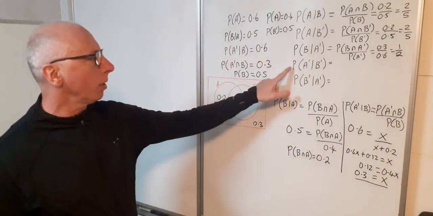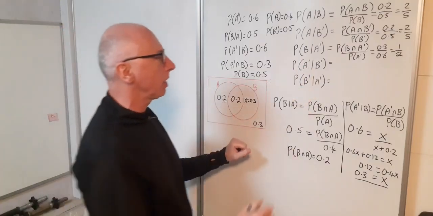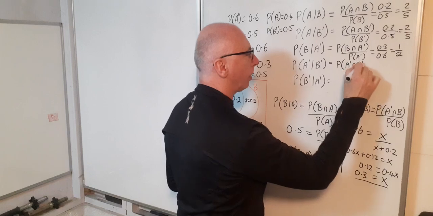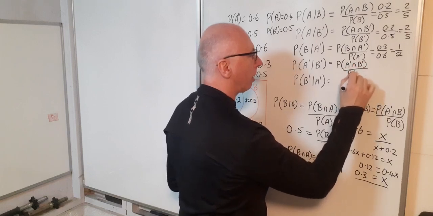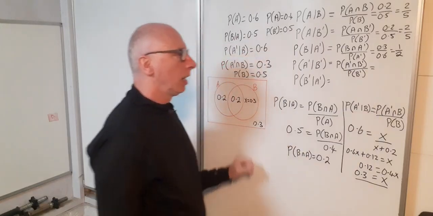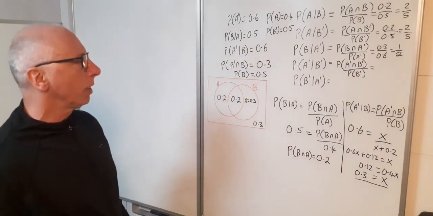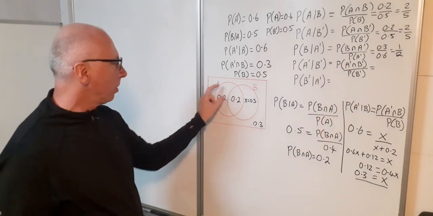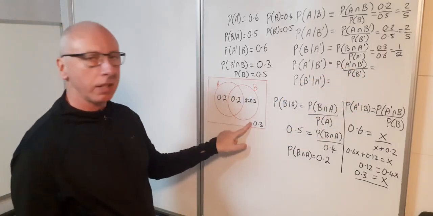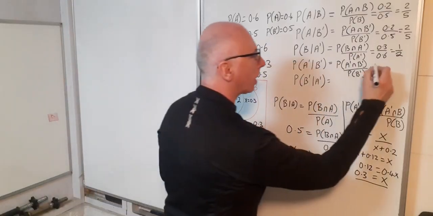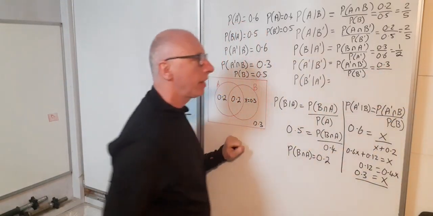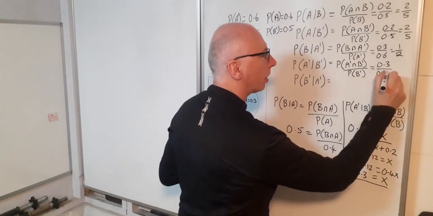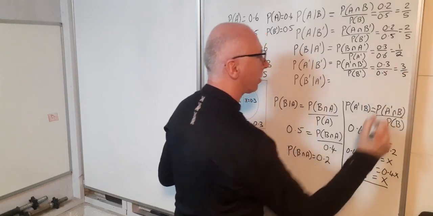Okay, now we've got the probability of not A given not B has already happened. So that's the probability of not A intersection not B over the probability of not B. So what's that one going to give me? The probability of not A intersecting with not B is just going to be 0.3. And then the probability of not B is going to be 0.5. So then that equals 3/5.